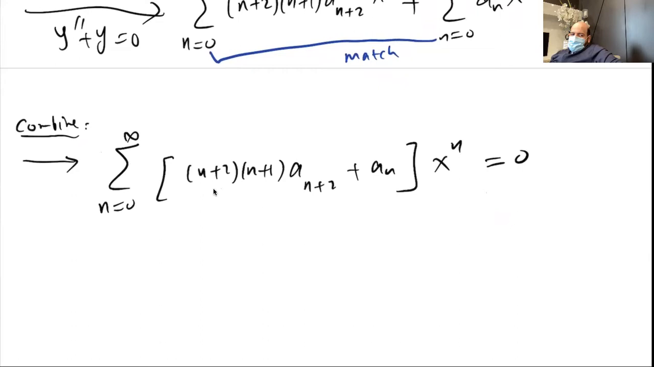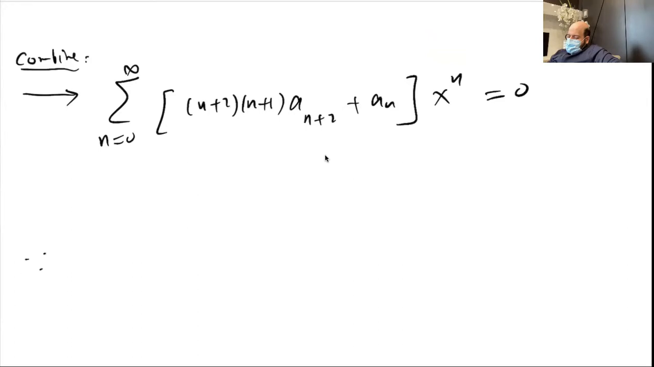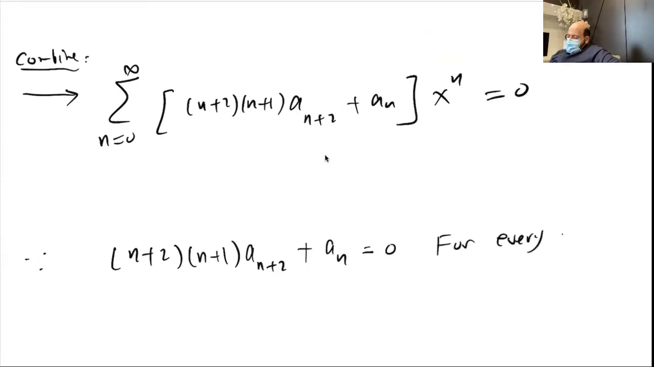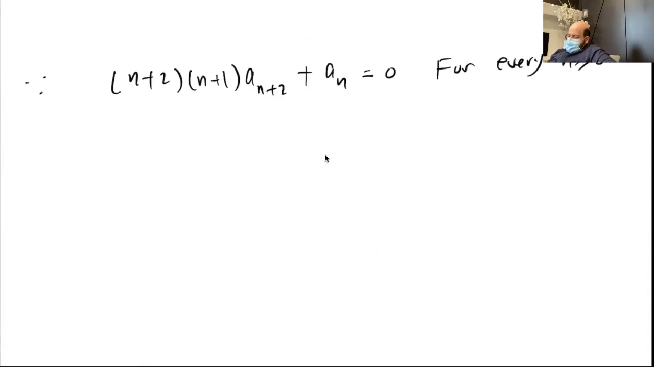Now that we have sigma of some coefficient times x to the power n equals 0, this 0 means identically 0 for every x. So that would happen if every coefficient on the left-hand side is 0. Then we can say that (n plus 2)(n plus 1) a_(n+2) plus a_n equals 0 for every n bigger than or equal to 0. And this gives me my recursive relation.